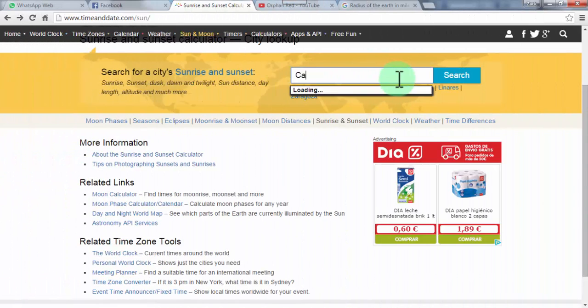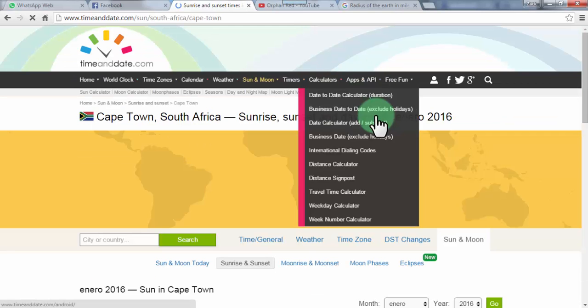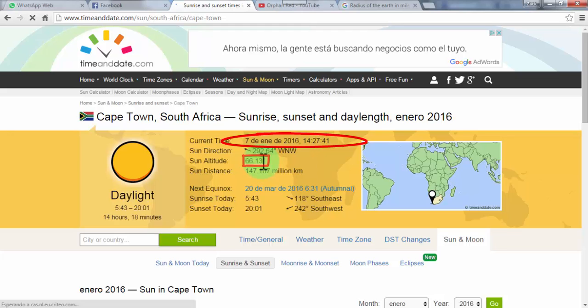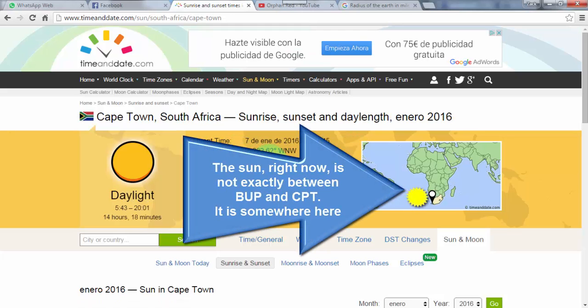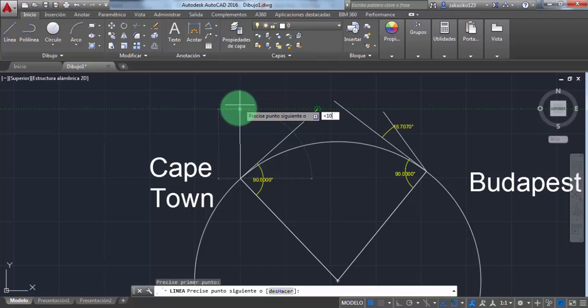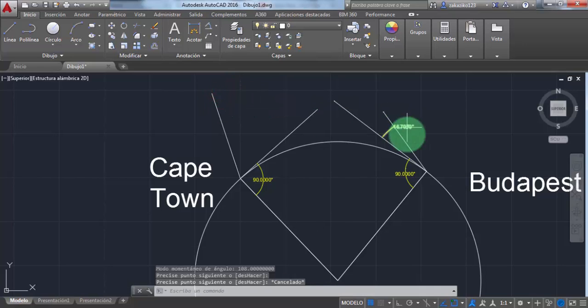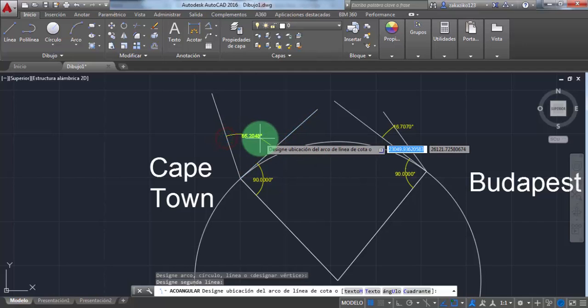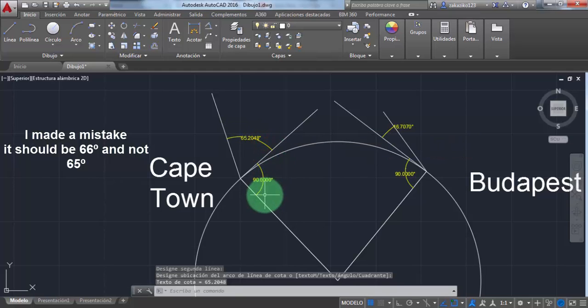Now let's see Cape Town. 66 degrees. Please bear in mind that Budapest is 1 hour behind Cape Town and that the sun right now is not between them. It's somewhere above the ocean. But that's not going to make a big difference. Now let's draw the angle in AutoCAD. Oops, I made a mistake. It should be 66 degrees and not 65.